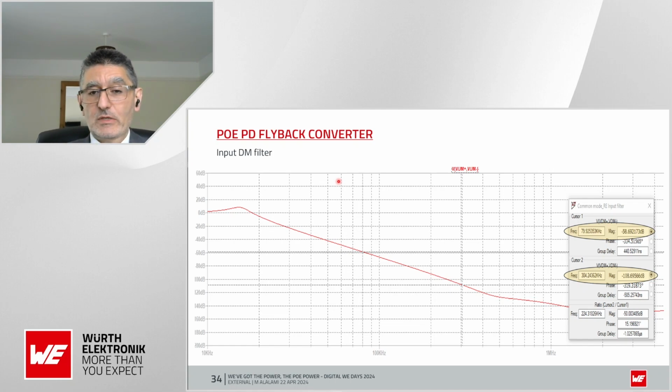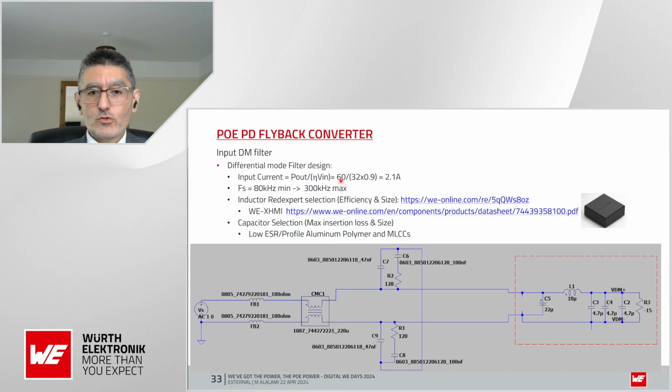By the way, just to mention as well, that filter also has chip bead ferrites, which take us beyond the switching frequency into much higher frequencies. So that also gives us DM attenuation in the tens and hundreds of megahertz.